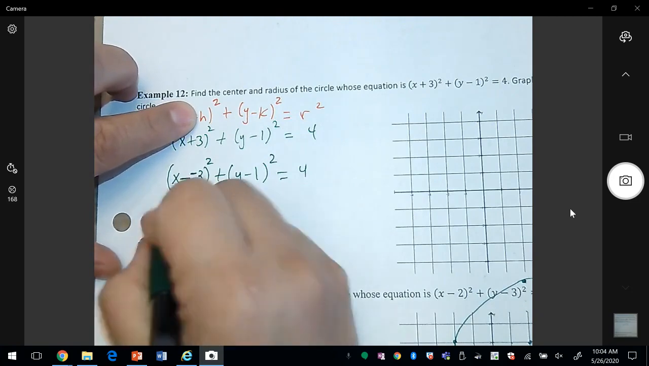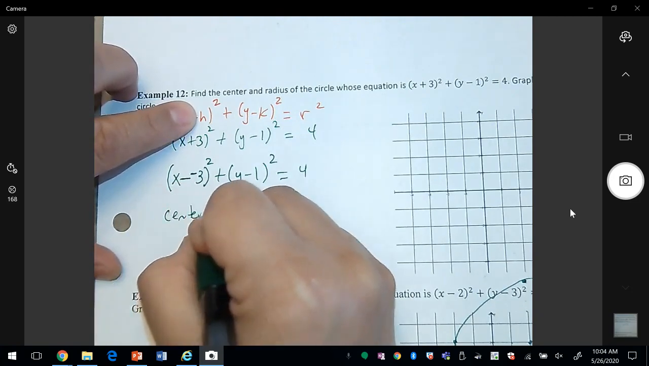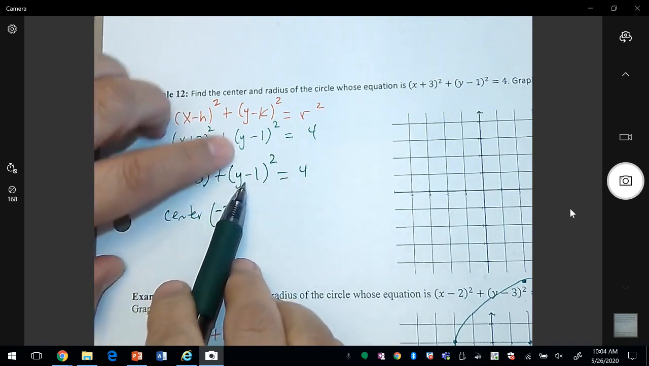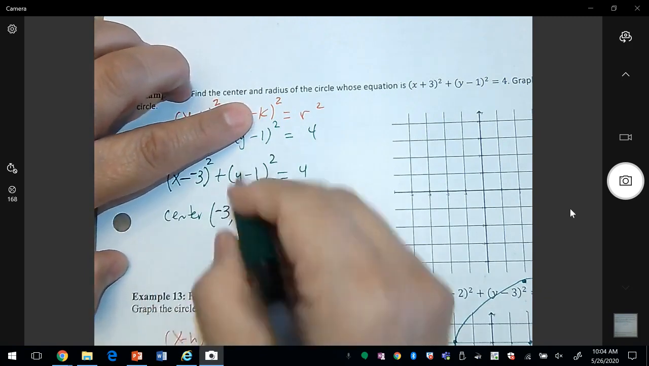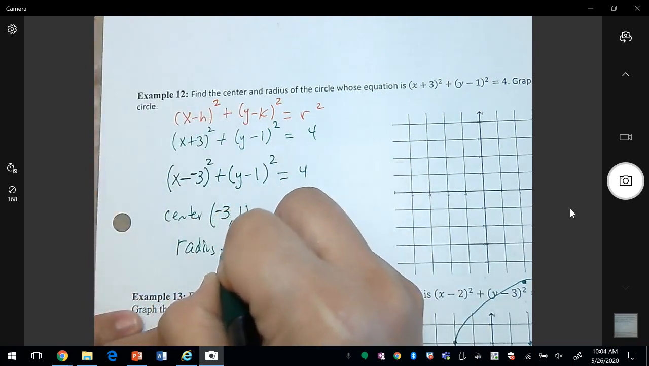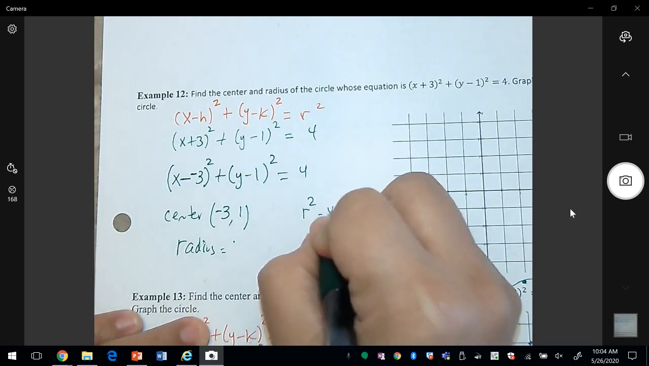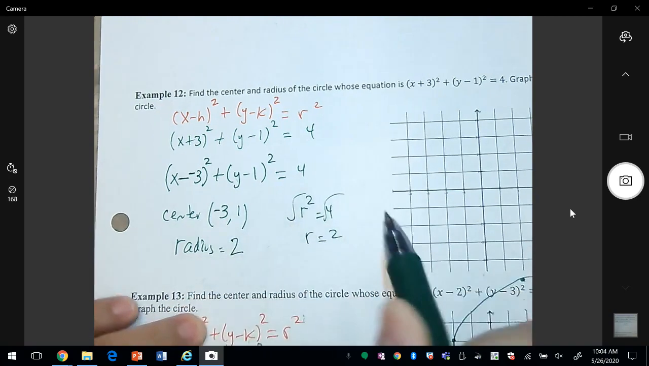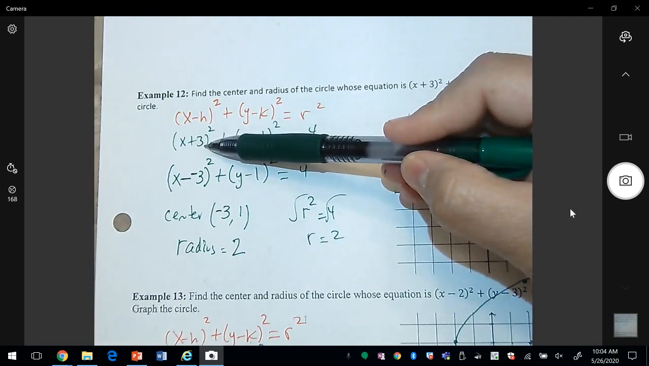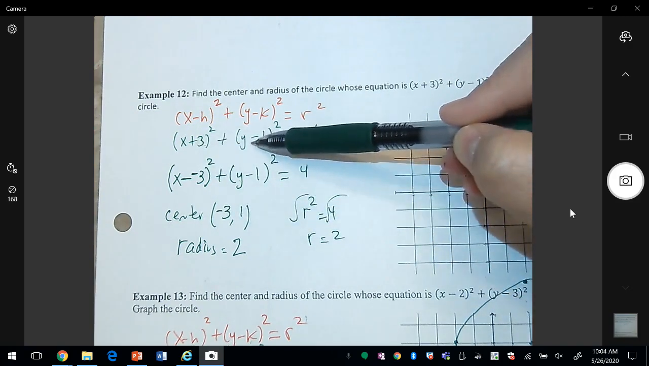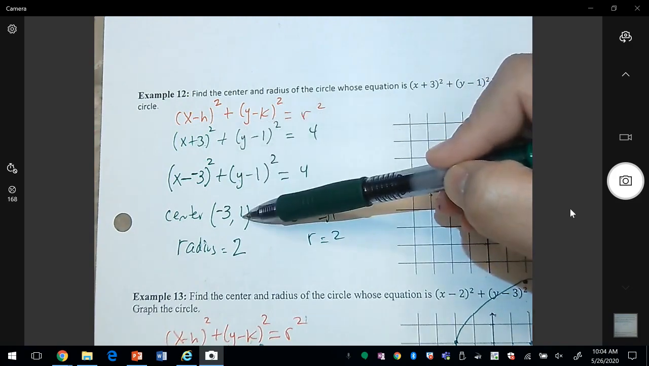So that means that h is going to be negative 3. And then for the y, we have y and y, minus, so k is 1. And then the radius is going to be r squared is equal to 4, take the square root. So r is going to be 2. So again, notice that if you have a positive number, the center is going to be the opposite of that, negative 3. If you have a minus 1, then the opposite will be a positive 1.